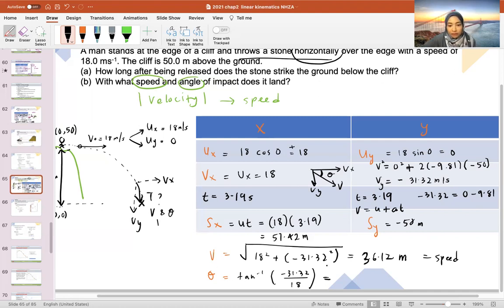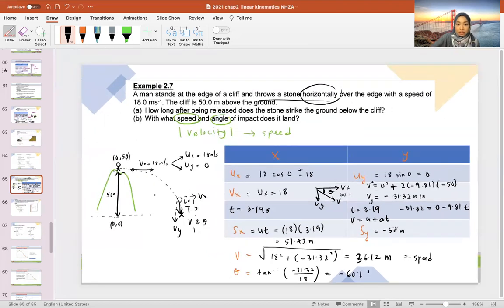Okay, what about the theta? Negative 60.1. Alright. Okay, so this is our angle, 60.1, ataupun kat sini 60.1. Okay, so I hope everyone is clear.